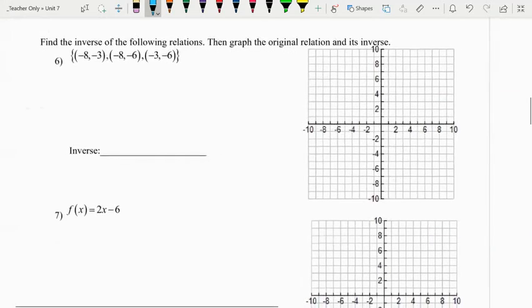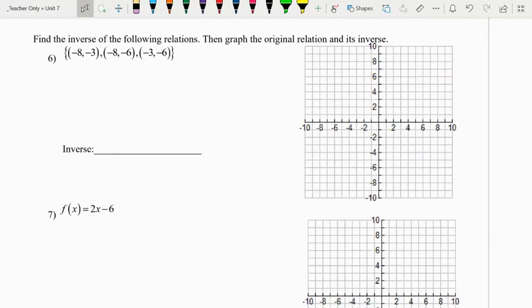So if we look at the next page, it says find the inverse of the following relations, then graph the original and its inverse. So I'm actually going to graph the original first. Okay, so let's go ahead and graph these points. So -8, -3. Then we have -8, -6. -3, -6. And let's see what happens when we flip it.